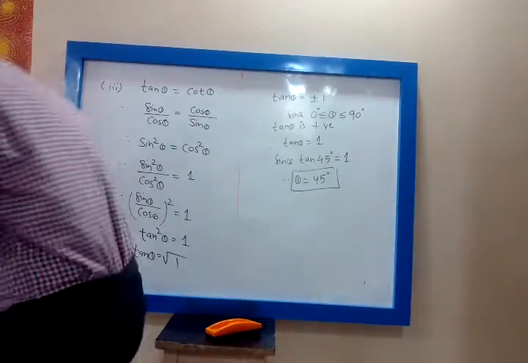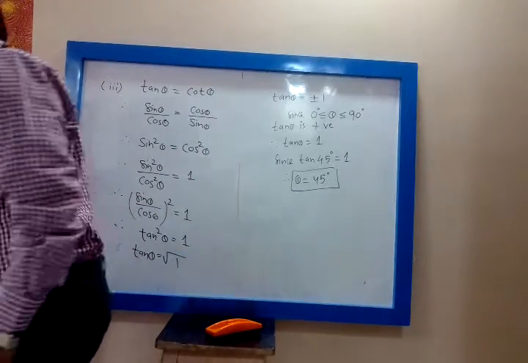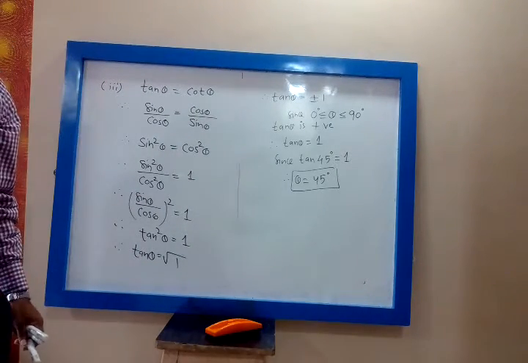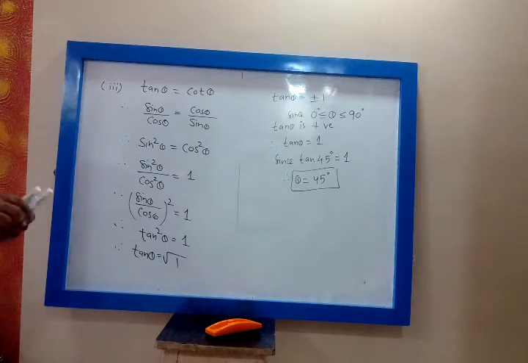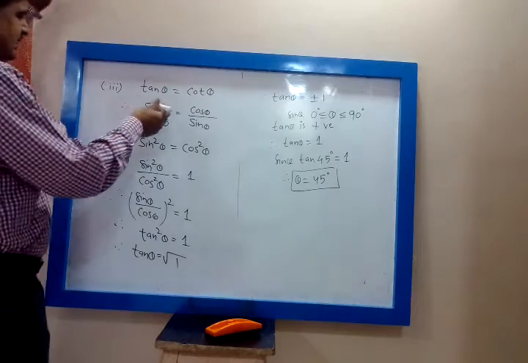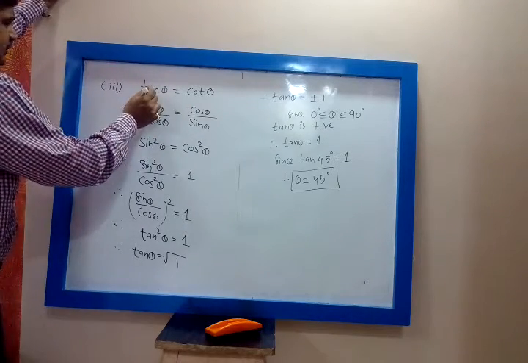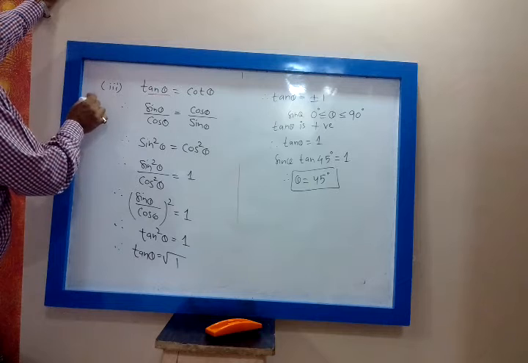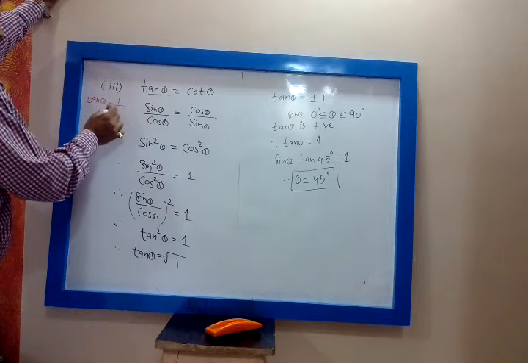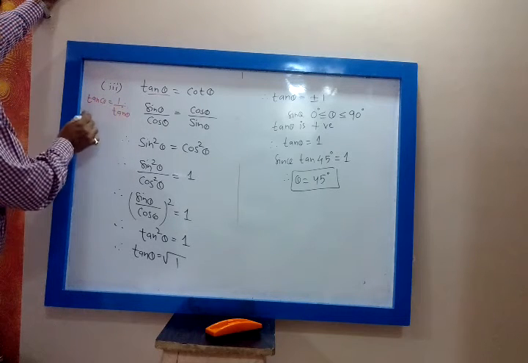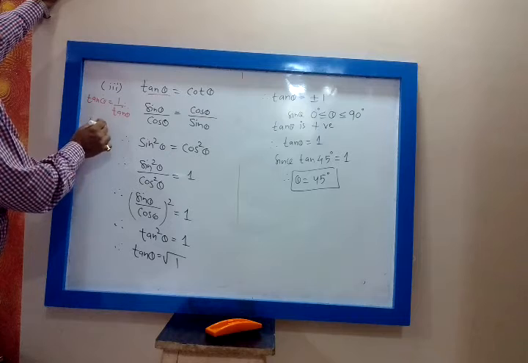Tan theta will be plus minus 1. Yes, no problem. In the beginning also you can do it: tan theta is equal to cot theta, you can write 1 upon tan theta. Then directly you will get tan square theta is equal to 1. Okay?